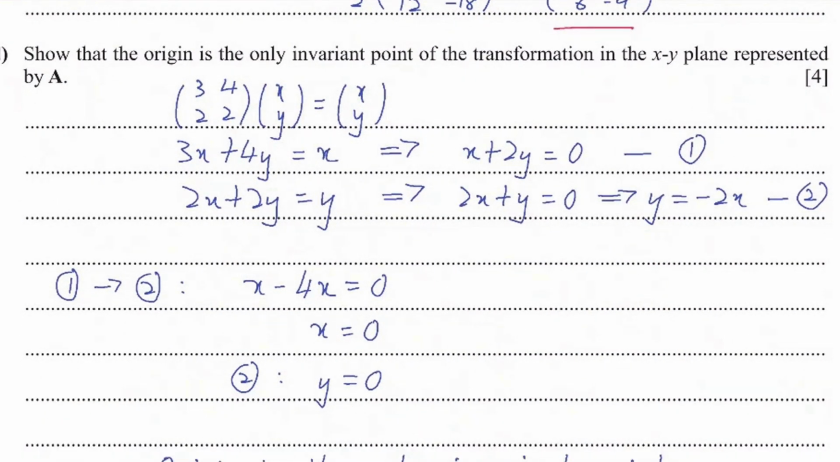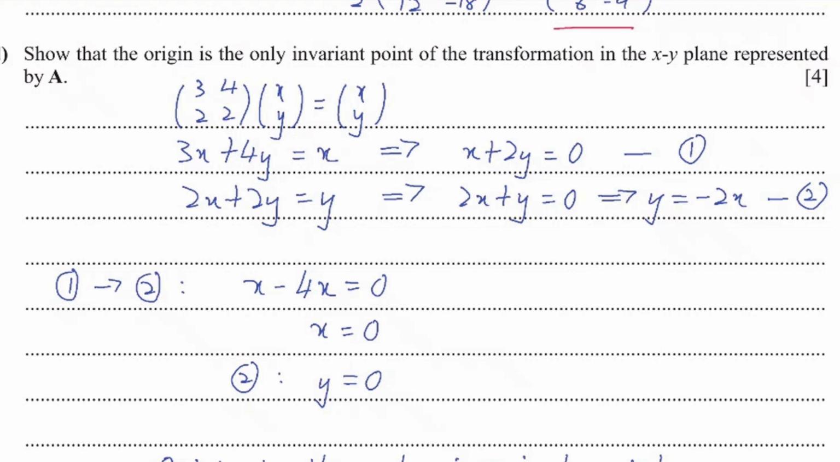So part D. Show that the origin is the only invariant point of the transformation in the xy plane represented by A. Instead of finding the invariant lines that we usually see, we now want to find the invariant point. We want to prove that the origin is the only invariant point. So we try to solve for the invariant point, and the answer we want to see is just the origin.